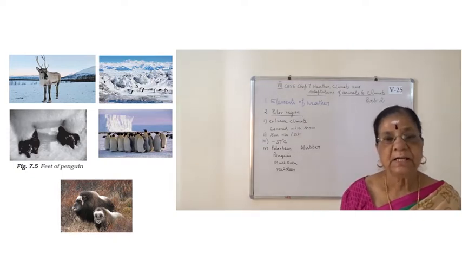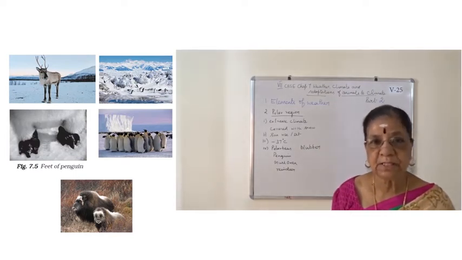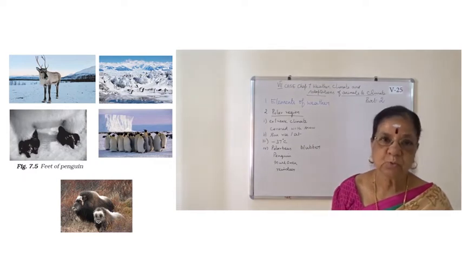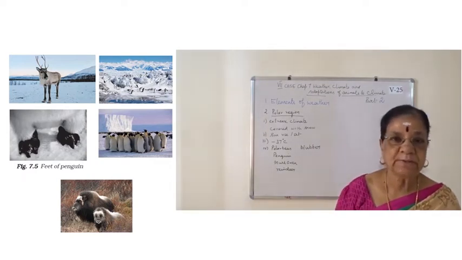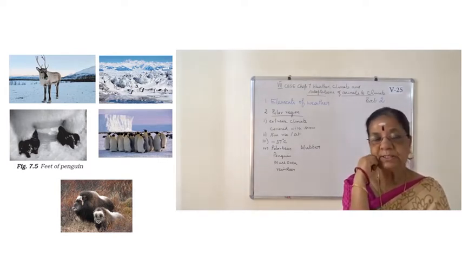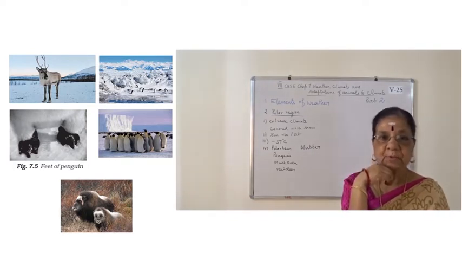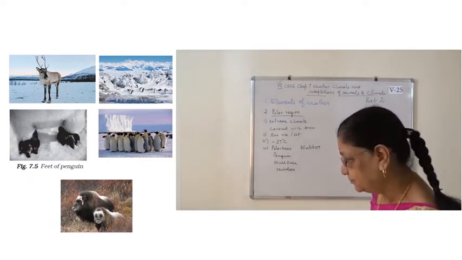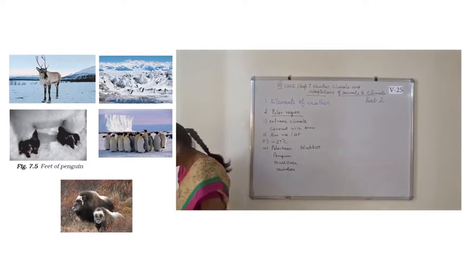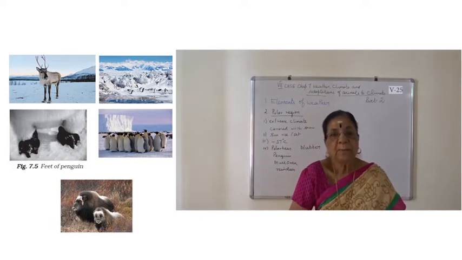Then it has a thick, fatty skin under the fur, which acts as an insulator and keeps the body warm. And also the white fur on the snow helps the animal to escape from predators. I hope you understand. So these are the adaptations of polar bear. The next one is the adaptation of penguin.